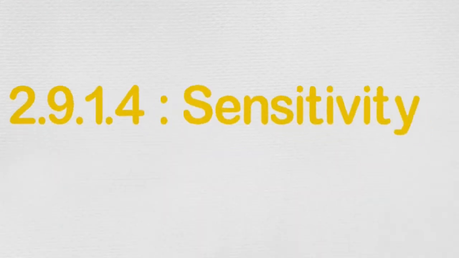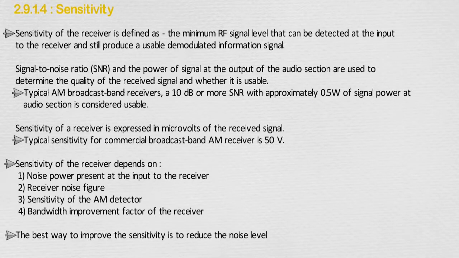2.9.1.4, Sensitivity. Sensitivity of the receiver is defined as the minimum RF signal level that can be detected at the input to the receiver and still produce a usable demodulated information signal. Signal-to-noise ratio, SNR, and the power of the signal at the output of the audio section are used to determine the quality of the received signal and whether it is usable. Typical AM broadcast band receivers, a 10 dB or more SNR with approximately 0.5 watt of signal power at the audio section is considered usable. Sensitivity of a receiver is expressed in microvolts of the received signal. Typical sensitivity for a commercial broadcast band AM receiver is 50 microvolts.